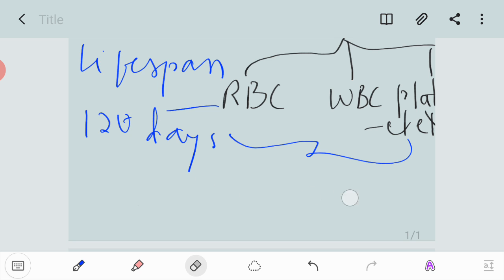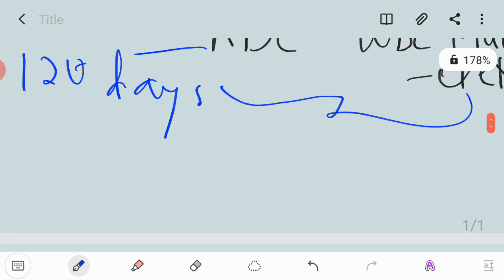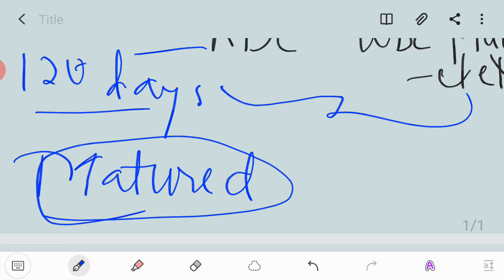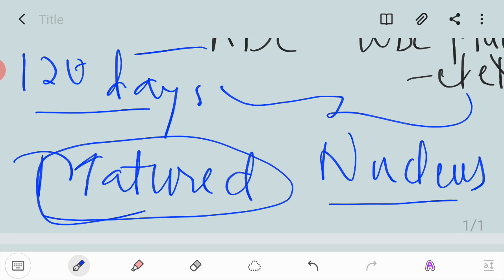And you should know one more thing about RBC. After a new RBC is formed, after a few days it will get matured. After getting matured, the nucleus from the RBC is thrown out. Now, it doesn't mean that you call it a prokaryotic cell. No, before it was having a nucleus, but now it doesn't need any nucleus.